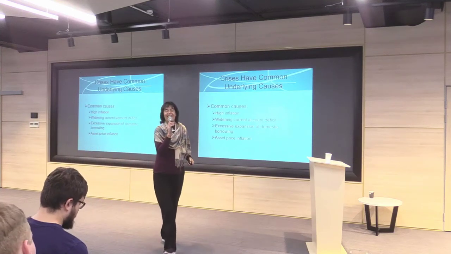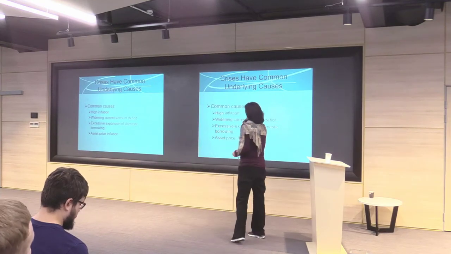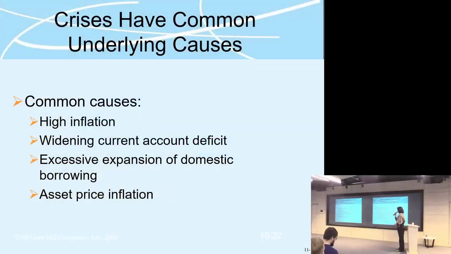All of these things were happening in the case of Mexico when the Mexican tequila crisis struck. So now I would like to hear from some of you. Why do you think that the United States, particularly the President of the United States, was very fast in his reaction to help Mexico get out of this crisis? Why did he do this?